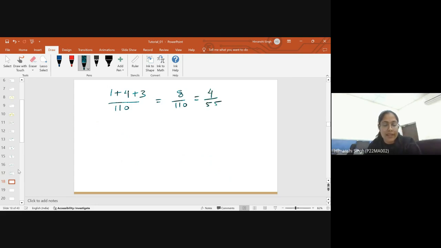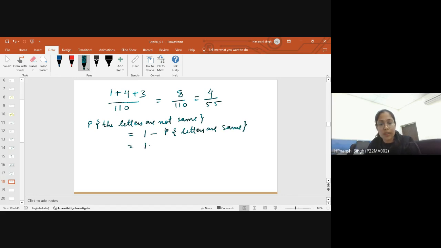Now, since we have found this, this is the probability that the letters are same. So we need to find that the letters are not same. So, it is the complement of the probability that the letters are same. So, it will be 1 minus 4 by 55, that is 51 by 55.